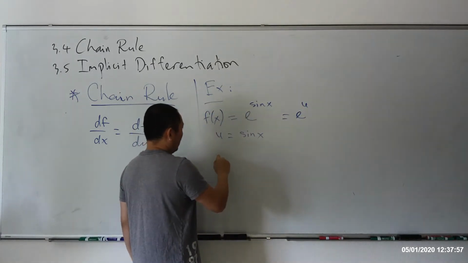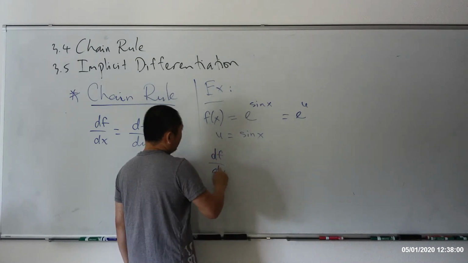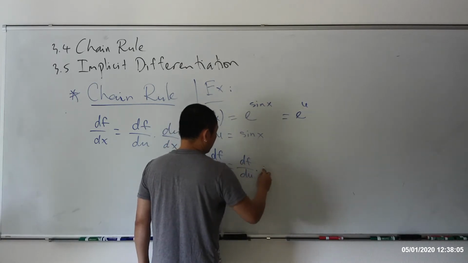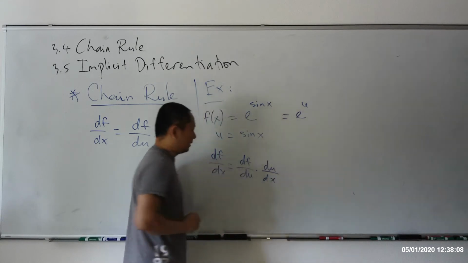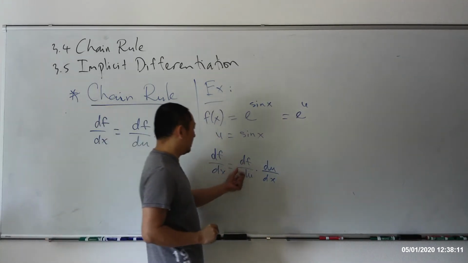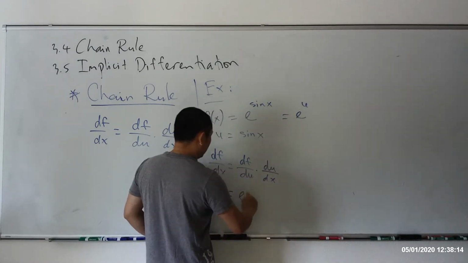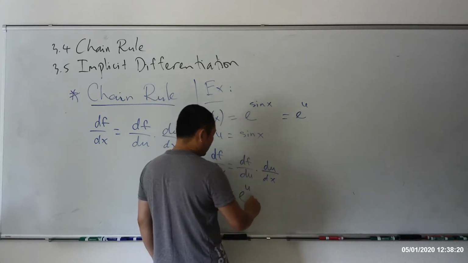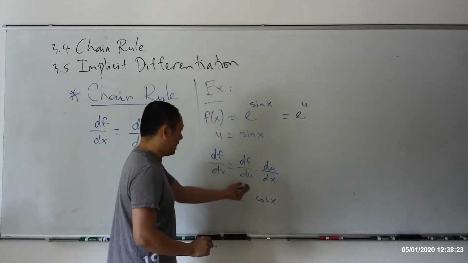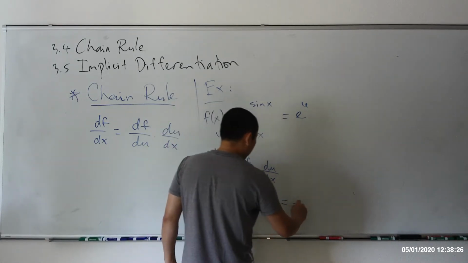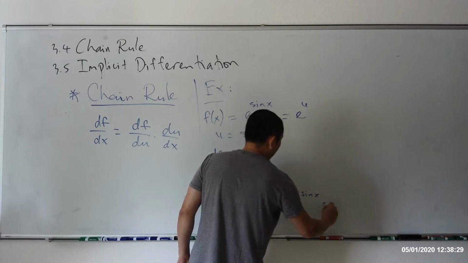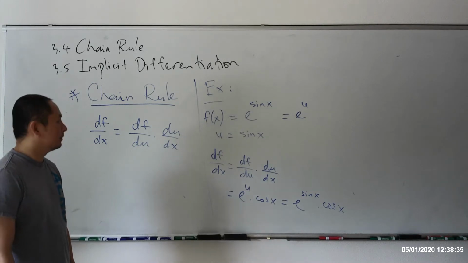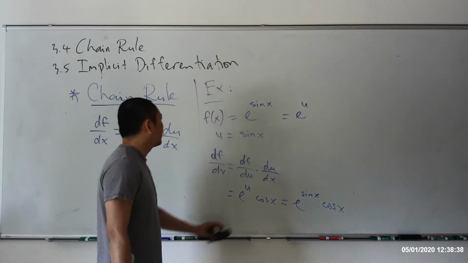So df over dx, which means f right in here, is df over du times du over dx. Okay? Alright, what is df over du? E to the u. The derivative is just e to the u. U is sine x, so the derivative of u in terms of x: the derivative of sine x is cosine of x. Alright? And now you rewrite u in terms of x. You got e to the sine x times cosine x. And that will be your answer. So far, so good. How about another example?